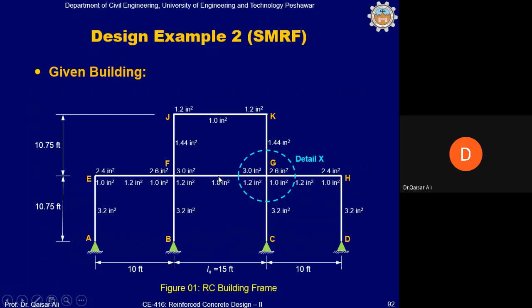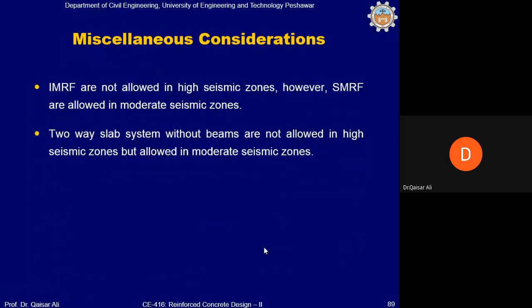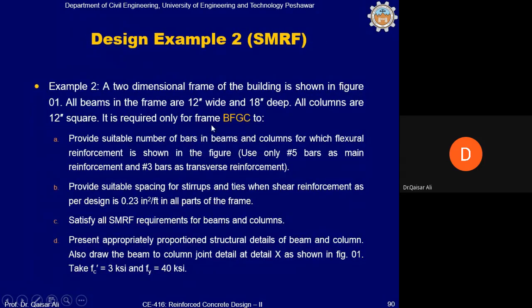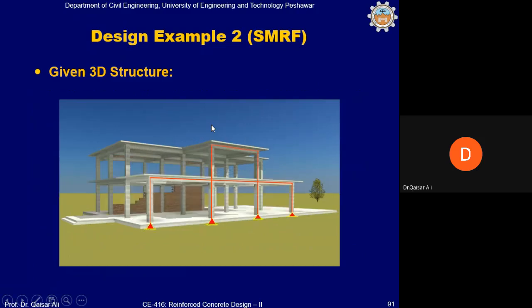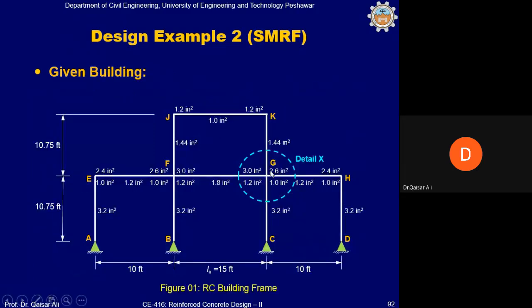Okay, this frame has been analyzed and designed, and all the reinforcement obtained from the analysis is shown on this slide. Let's look at the BFGC frame, because if you look at the statement, this is the BFGC part of this frame. We have to only look into this part. If you look at this column, the longitudinal reinforcement obtained and given to us in the example is 3.2 square inch.